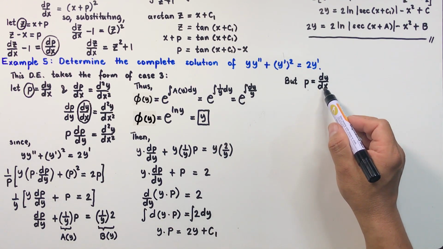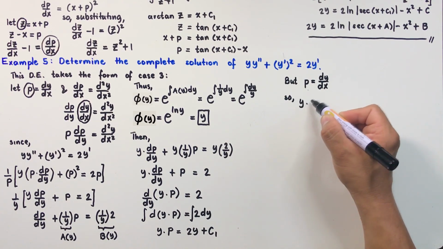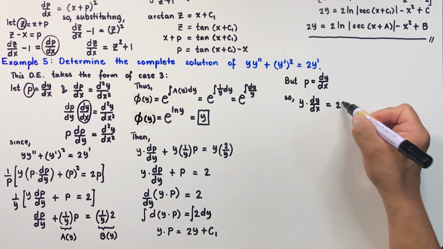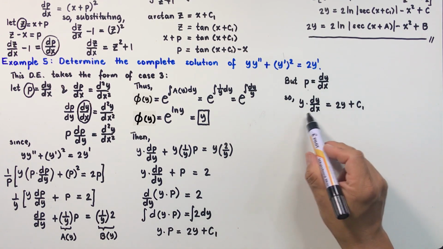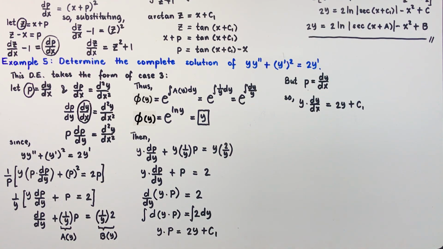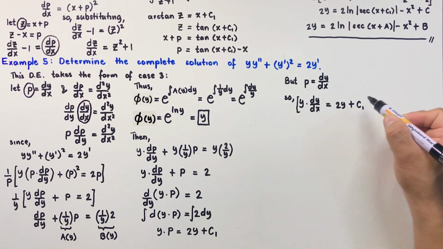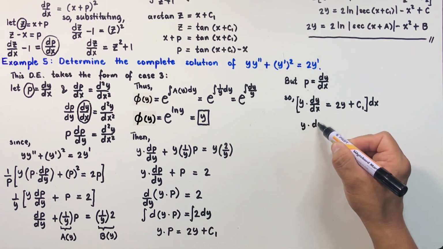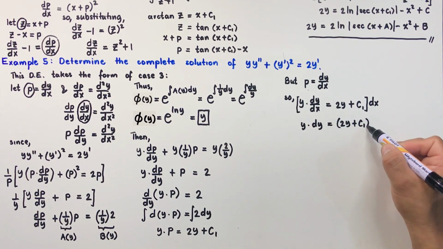So substituting this one here, we have y times the derivative of y with respect to x, which is equal to 2y plus c sub 1. And we notice that this is already a separable differential equation. To do that, we will eliminate this dx here by multiplying both sides of the equation by dx. So we have y dy, which is equal to (2y plus c sub 1) dx.